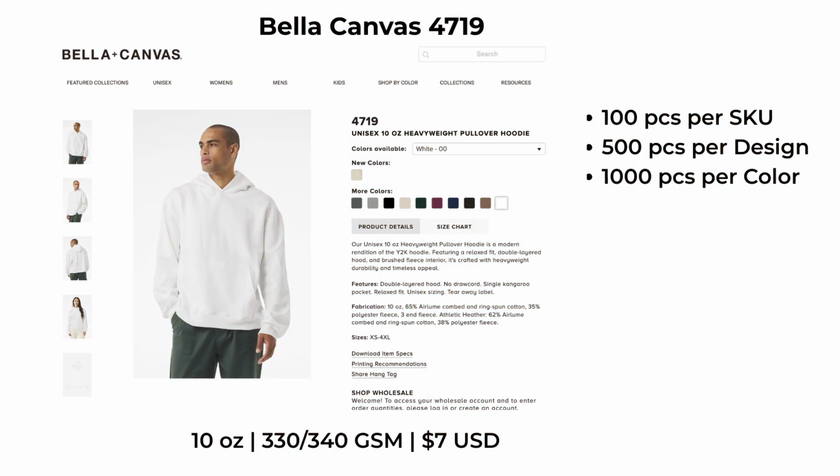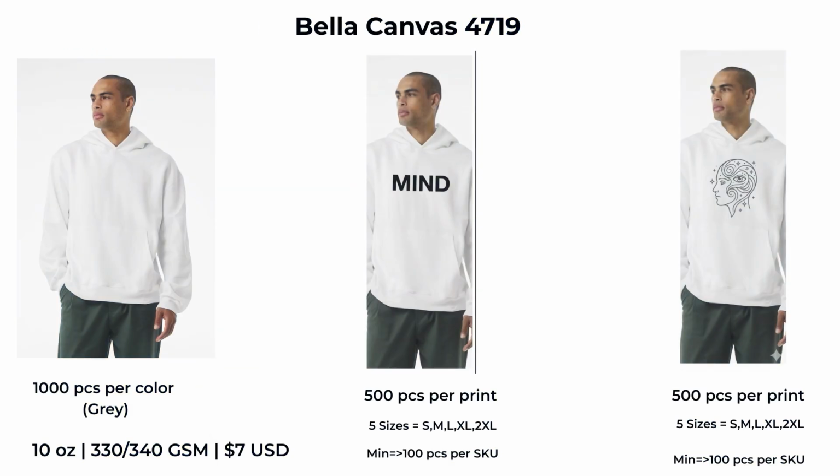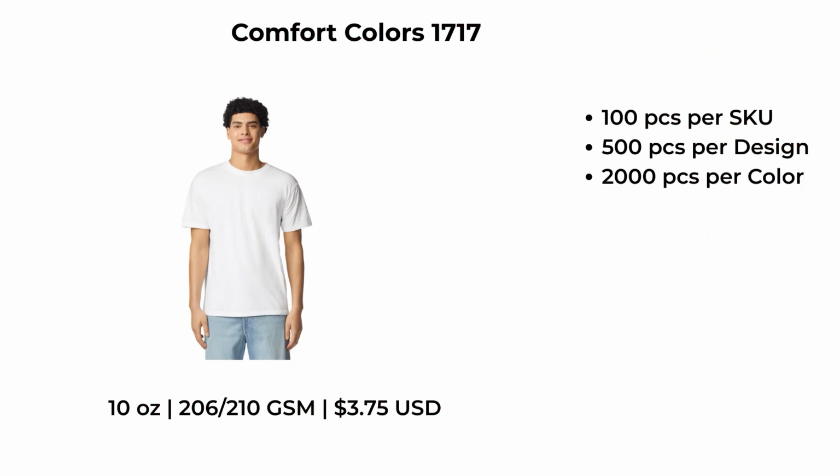Now let's look at Bella Canvas hoodie. This is 330-340 GSM, about 10 ounce, 4719. Same calculations, but instead of 2000 units per color, you have 1000 units per color, which basically means that you can have 2 different prints, assuming 100 units per SKU minimum and 5 sizes. So you're looking at 1000 units in 2 different prints as long as the base color is the same, which is great. Again, in our example, Comfort Colors 1717, 10 ounce, heavyweight 210 GSM, same concept.